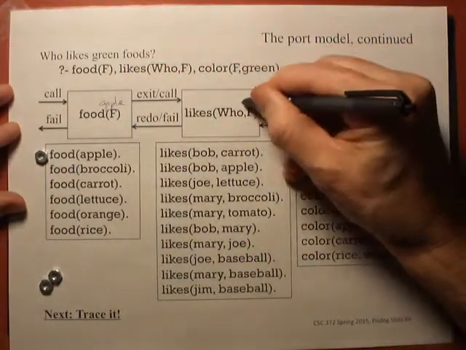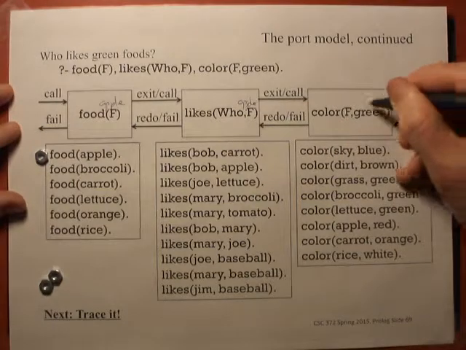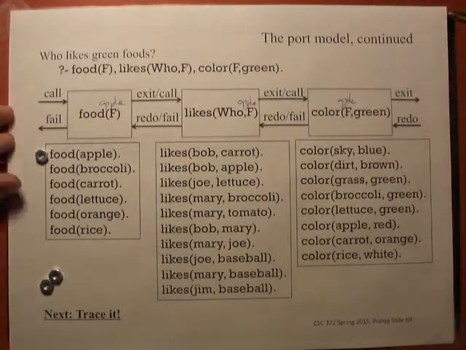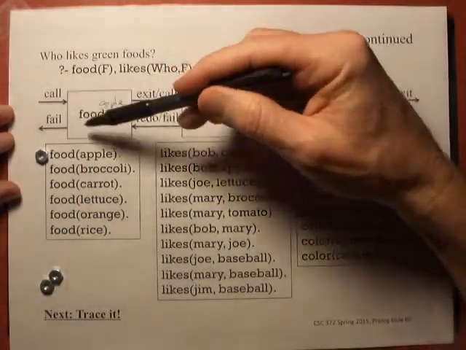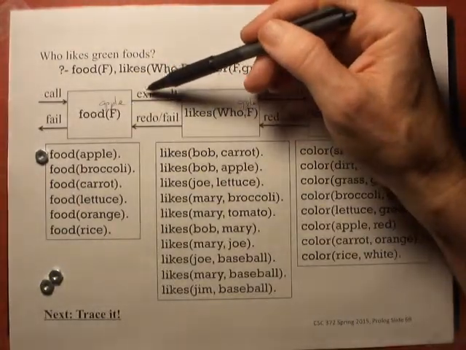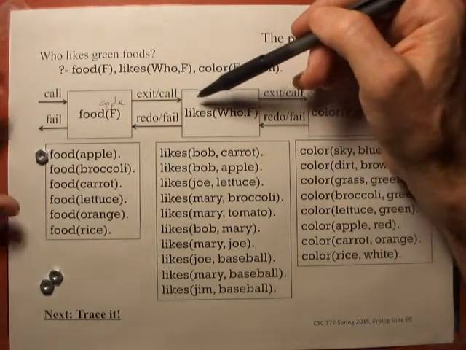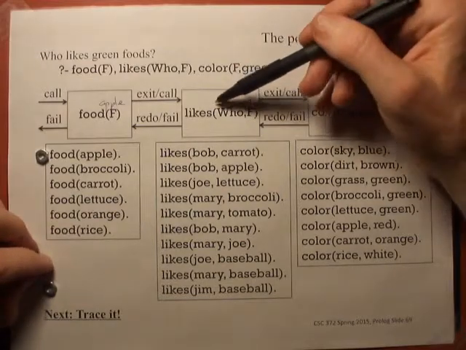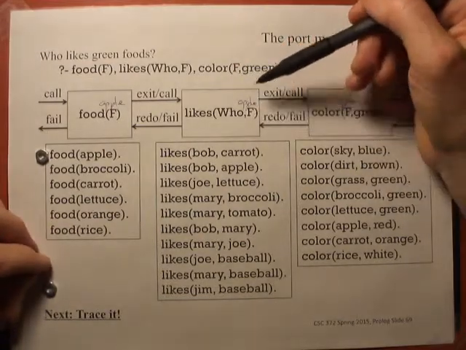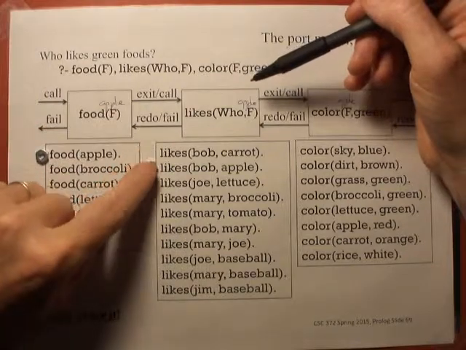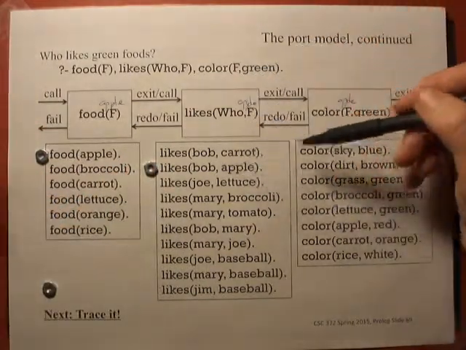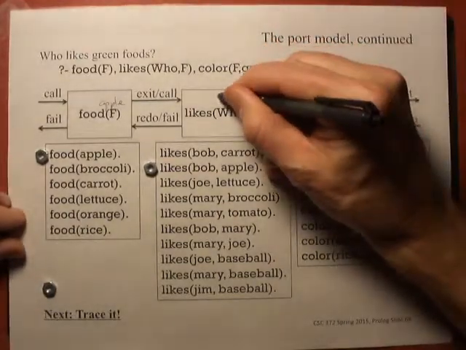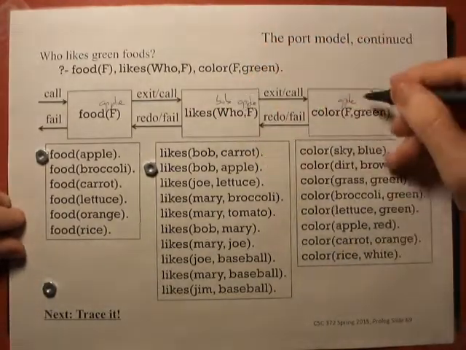And that happens logically all through the query. So I'll write that in to show that F now has that value. Then we go through the exit port of this goal, and that takes us right into the call port of the next goal, likes. So now we're looking for a fact that unifies with who and apple. And we find that down here with the second fact, likes Bob apple. And now that instantiates who to Bob. So I'll write Bob right there.